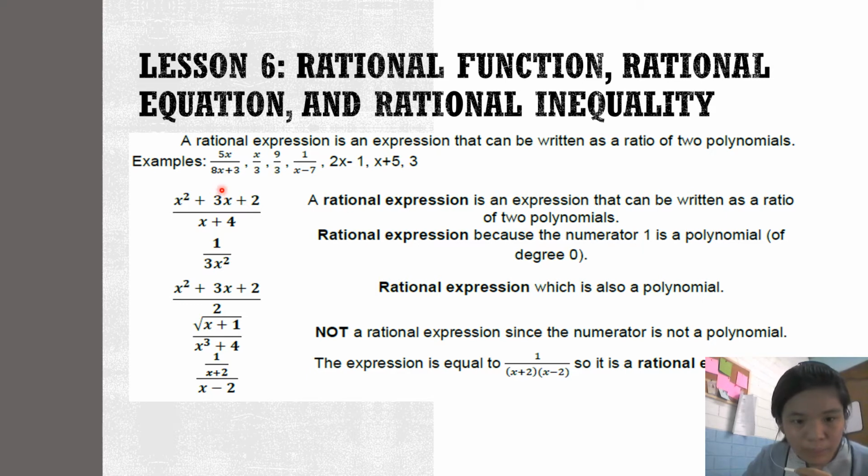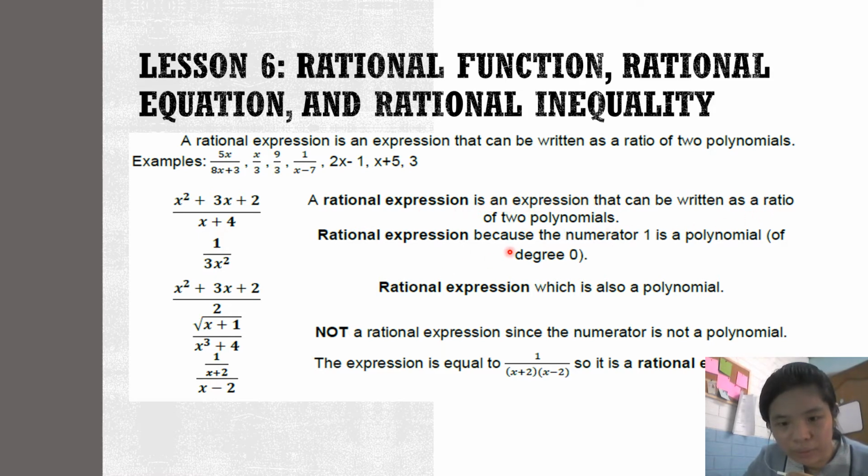So, bakit po meron ng x or variable sa denominator? Kasi yung rational expression natin, sabi ko nga, is a ratio of two polynomials. Hindi yung rational expression is not a polynomial lang, but a ratio of two polynomials. Kaya pwede na po yung variable natin sa denominator. So, ayun nga, rational expression is an expression that can be written as a ratio of two polynomials.